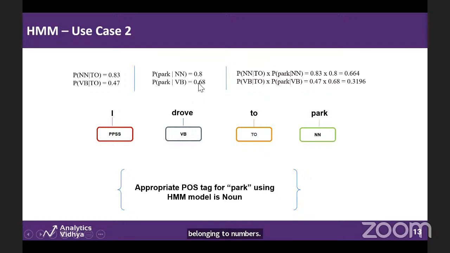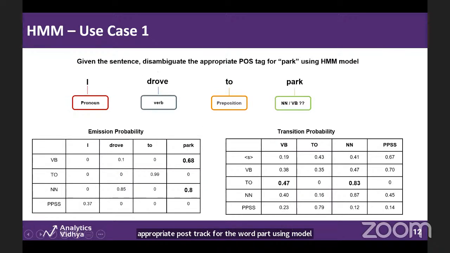Now, how do we arrive at a conclusion? Multiply these two probabilities, and the one with the higher value will be the final POS tag. So in this case, the appropriate POS tag for the word park using the HMM model would be noun. This is how POS tagging using the HMM model typically works in the case of sentences.